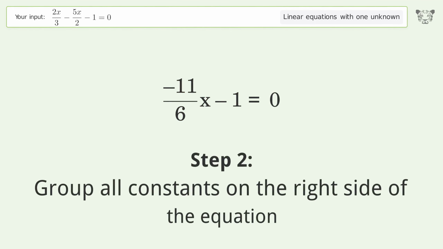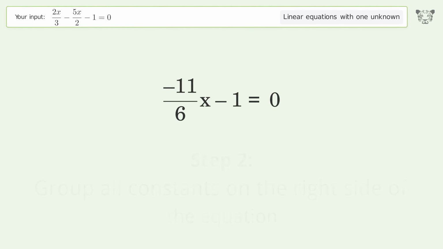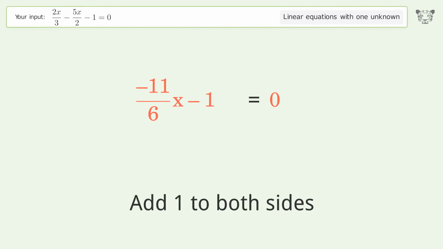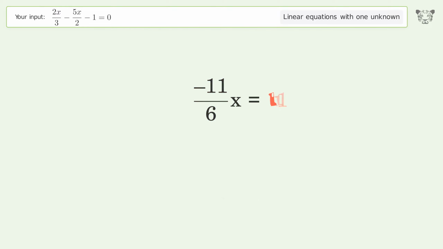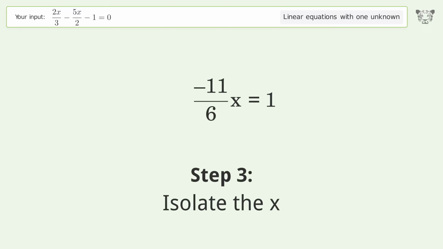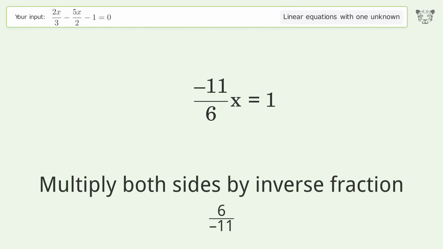Group all constants on the right side of the equation. Add 1 to both sides. Simplify the arithmetic. Isolate the x. Multiply both sides by inverse fraction 6/11.